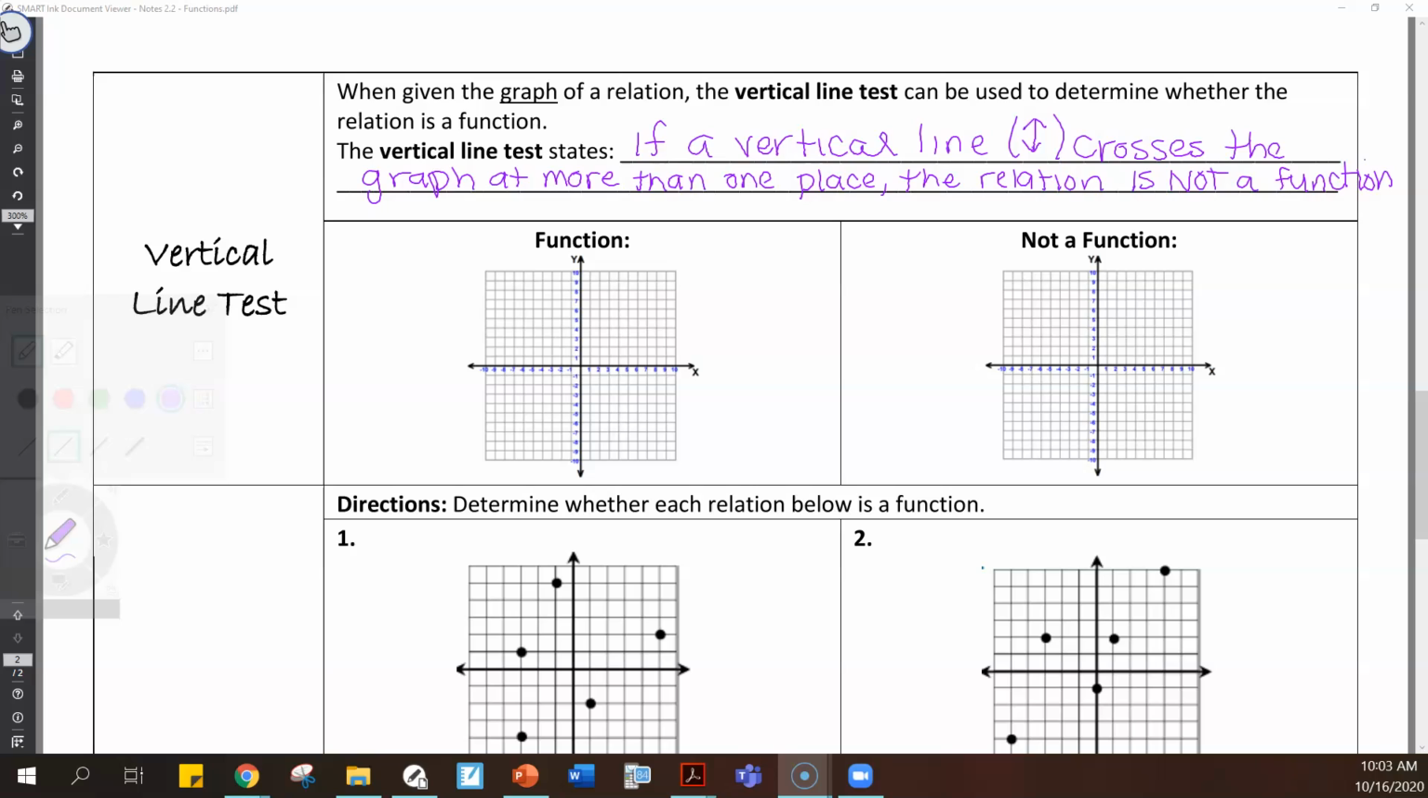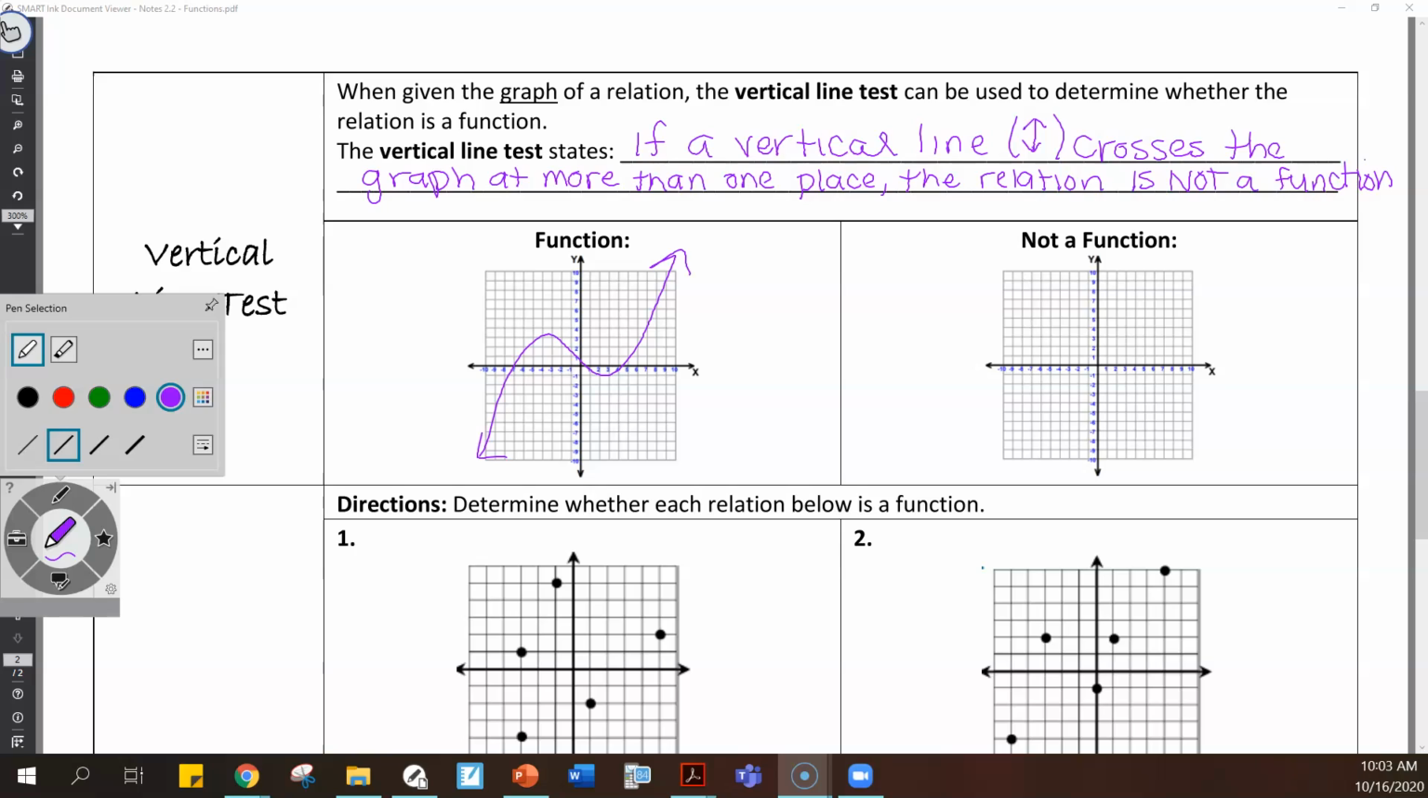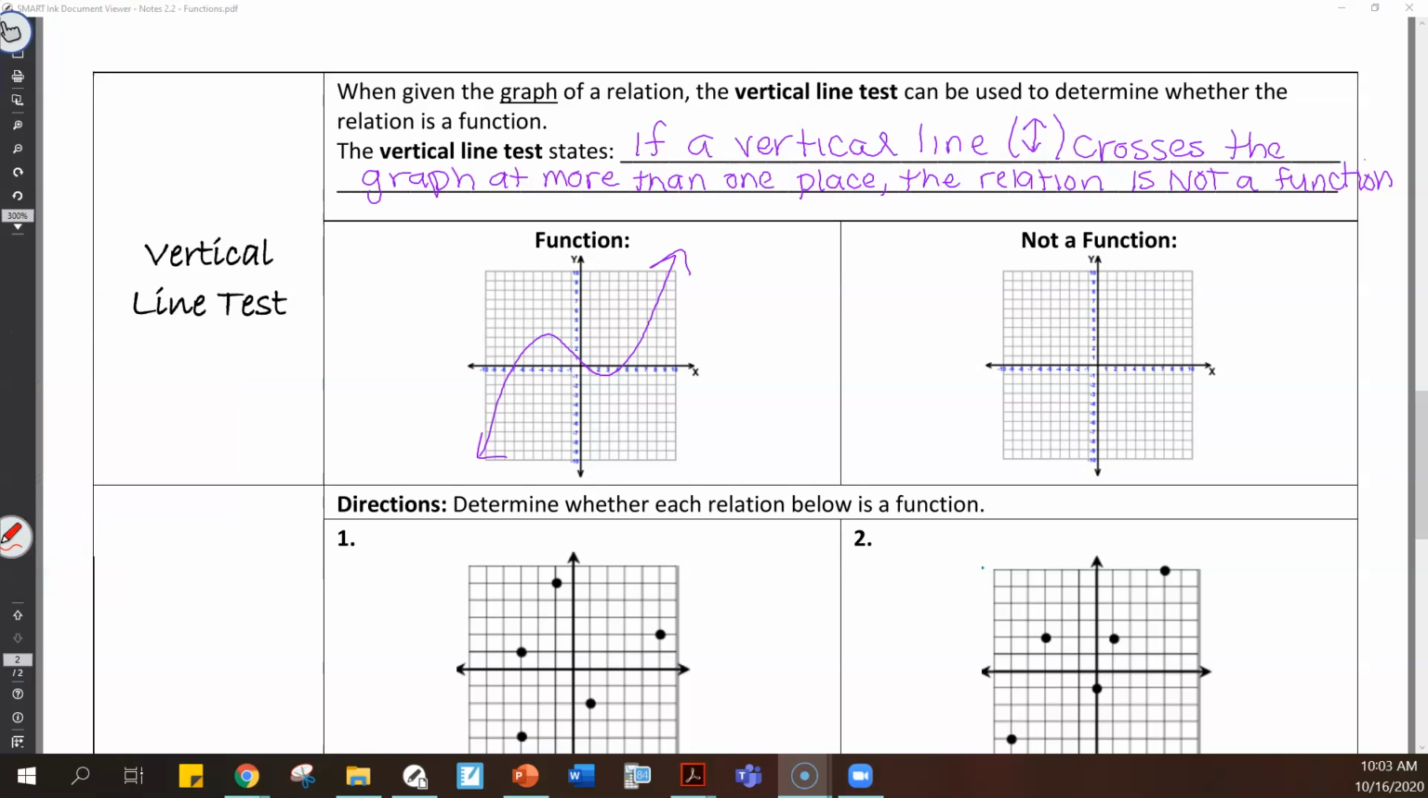So if I have a function that looks like, I don't know, like this, it can be a little hard to determine whether that is a function or not. So what I can do is I can draw a bunch of vertical lines and see where they cross my function. So this first line crosses about right there and nowhere else.